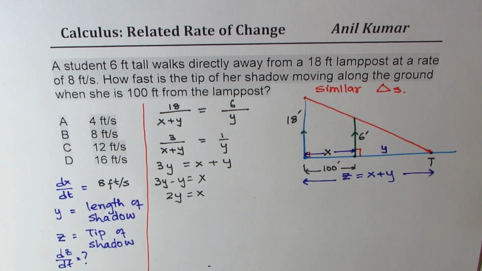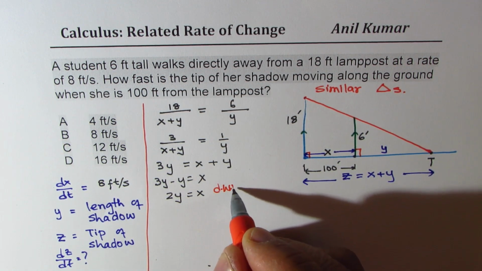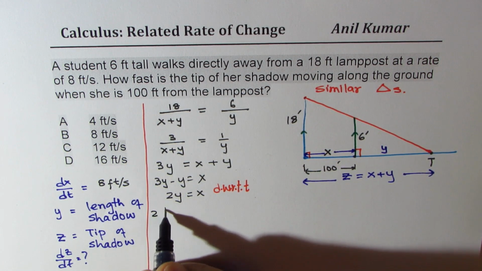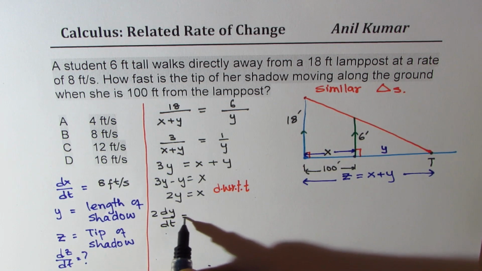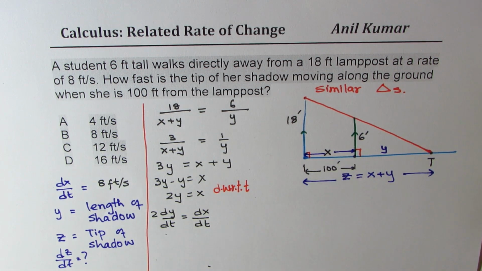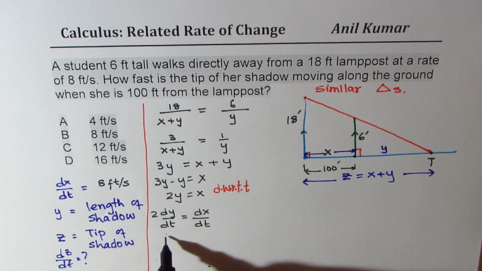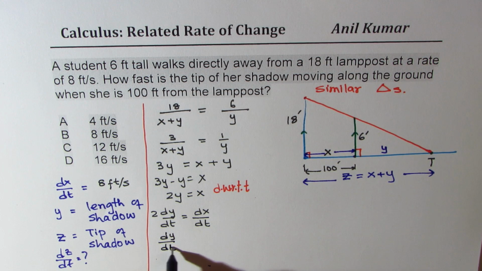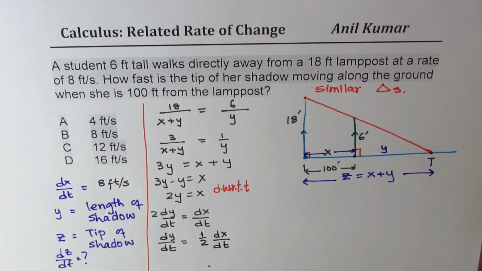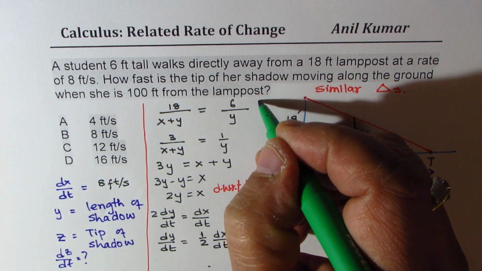So at this stage, we can differentiate with respect to time. So we get 2 dy/dt equals dx/dt. You can see this is independent of distance, right? So at any distance, at any point, this rate of change is going to be the same. Now from here, we can find dy/dt, but that is not what we need, right? Remember that part. So dy/dt is half of dx/dt. We got one relation.